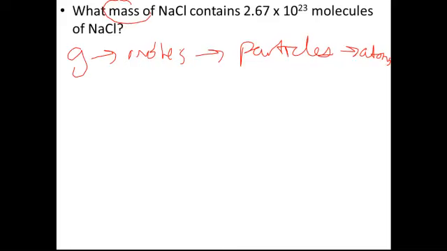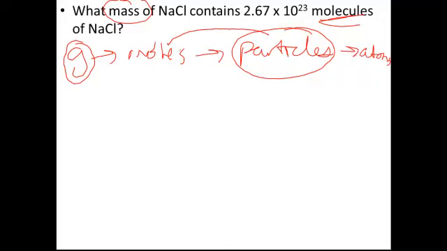Think about where you're starting and where you need to get. They want to know what's the mass of NaCl. This is where we want to get to. And we're starting with molecules, and so our molecules falls under a particle. So we need to go from particles to moles, and then from moles over to our grams, using the information that we already know. So we're going to go 2.67 times 10 to the 23rd molecules.